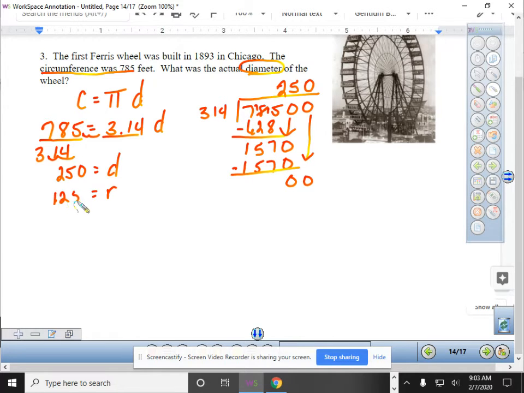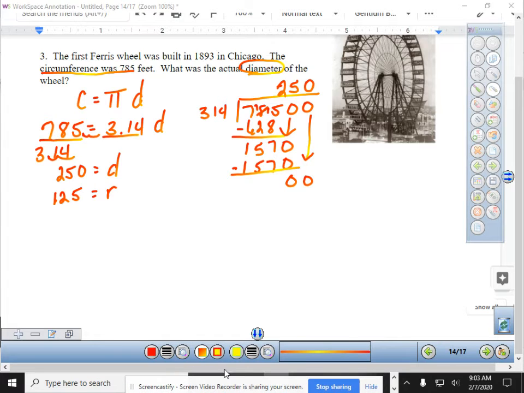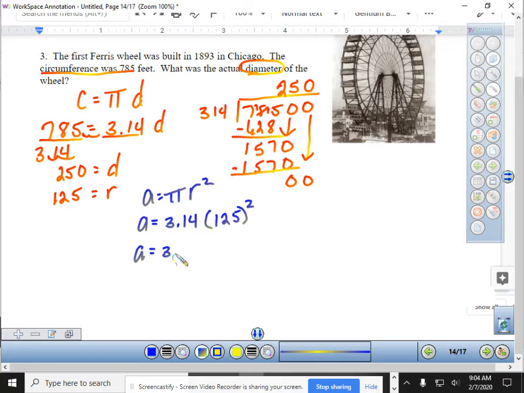What is the radius? 125. So let me change the color here one more time. What's the formula for area? A equals pi r squared. And I don't know the area. What do I use for pi? 3.14. What is the radius? 125. And this is where we need some help, right? We gotta do 125 squared, which I could do, and so could you. You just don't want to. So 125 squared is 15625. Area equals 3.14 times 15625.